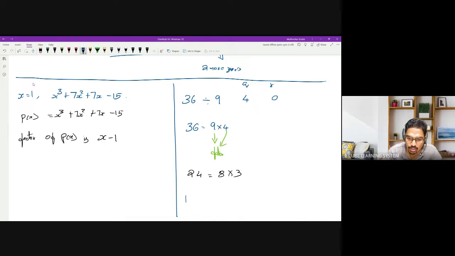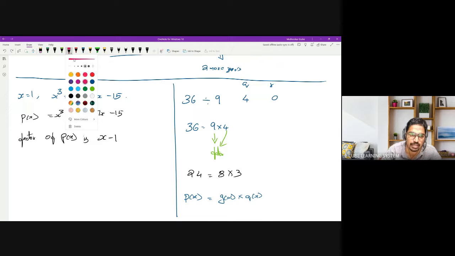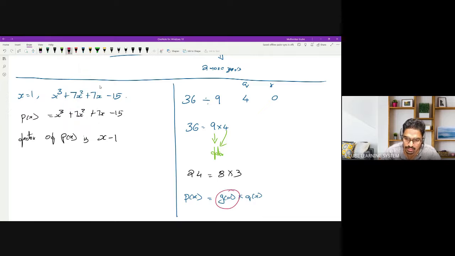Suppose I have a polynomial p of x. This polynomial is equal to some g of x into q of x. Remainder is 0. There is no remainder. In such a case, is g of x a factor of p of x? Yes. Is q of x a factor of p of x? Yes, absolutely. Both g of x and q of x will be factors of p of x. Both are factors. Read it down, everyone.